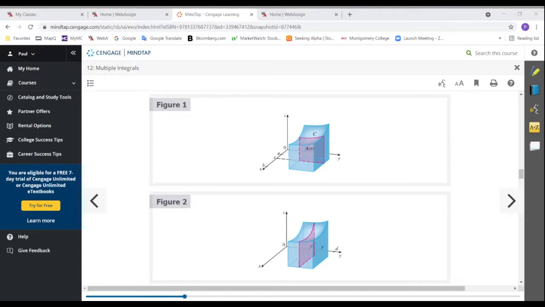The cross-sectional area is a function of x, because as we change the value of x, the cross-sectional area is going to change. It's going to change because the surface is changing above. So if we wanted to estimate the volume in figure 1 underneath that surface, how could we do it?